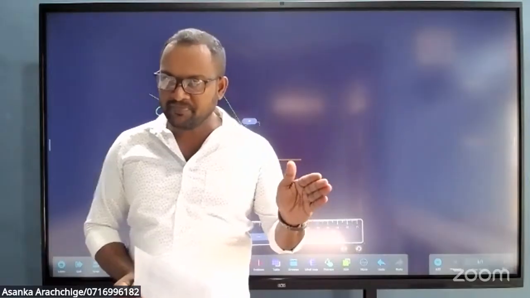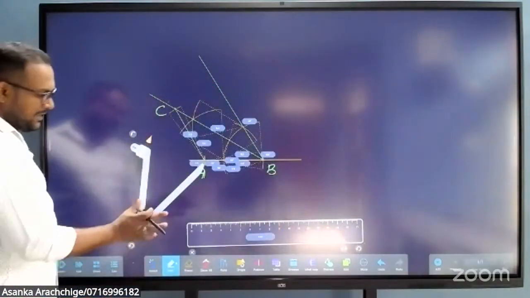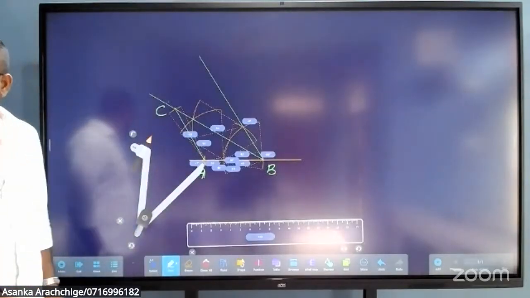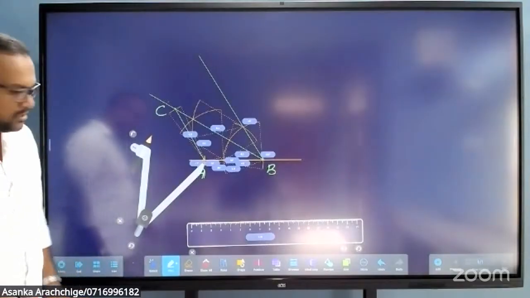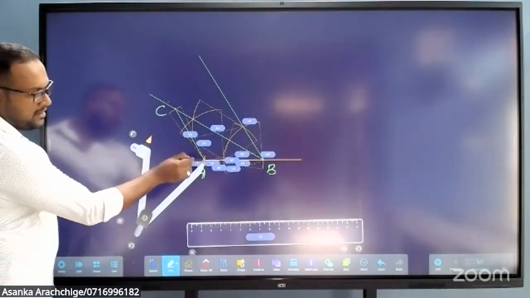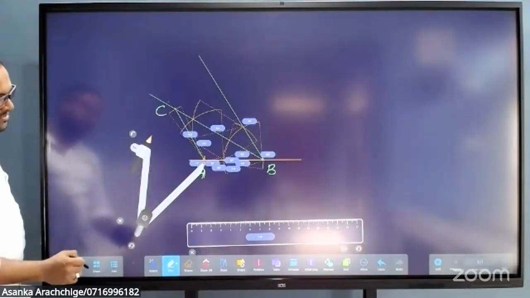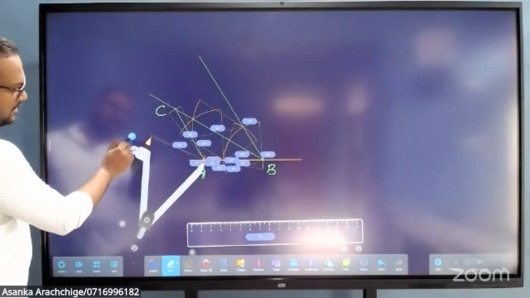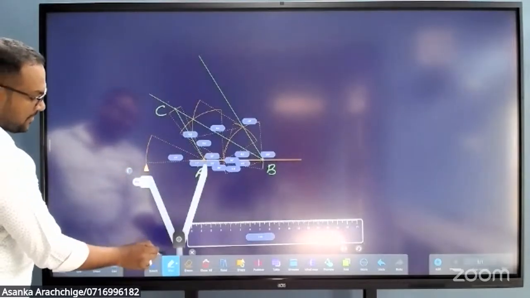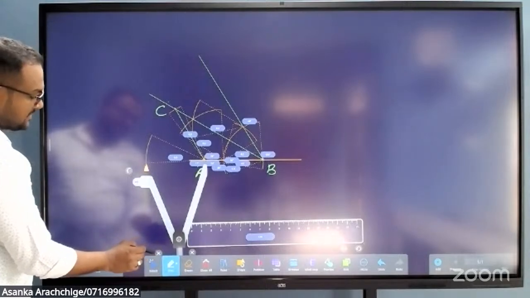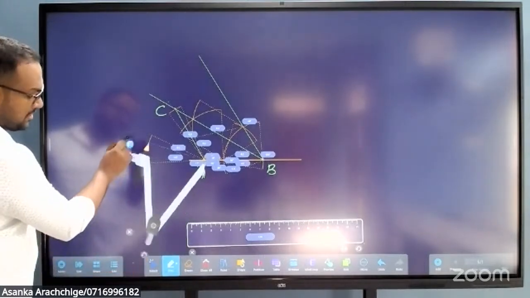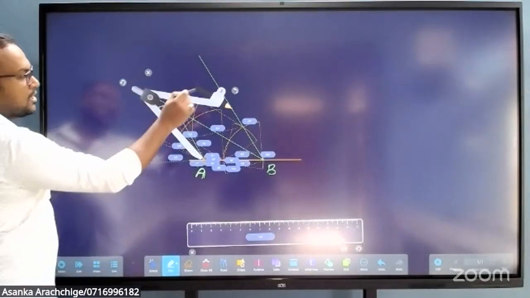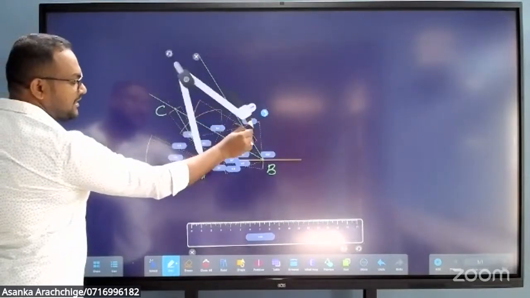When we construct the perpendicular bisector of a given straight line segment, you have to take a length which is more than half the length of that given line segment, right? So, taking more than half of AC to the pair of compasses, you have to draw an arc like this. Then, from the other side also, you have to do the same. Like this. You have to draw two arcs on either side of the given line segment.